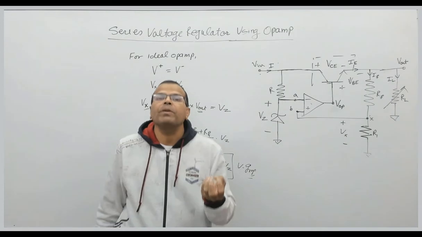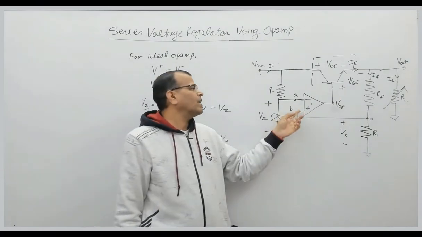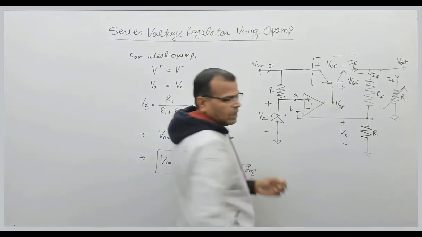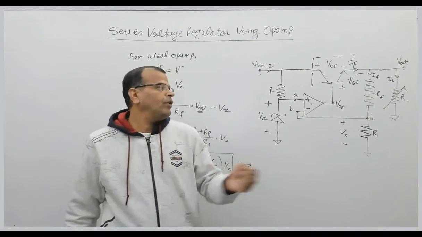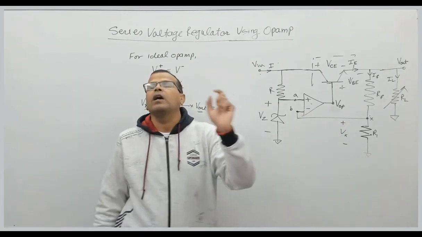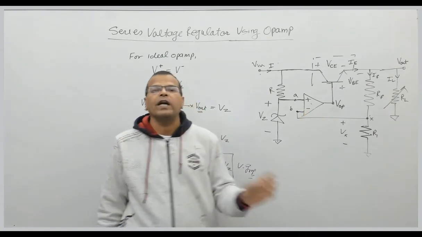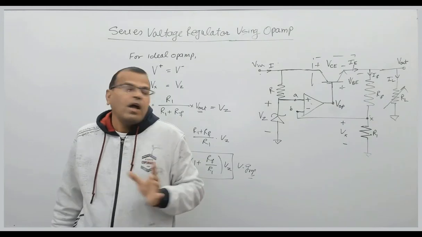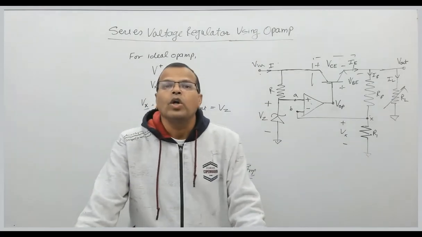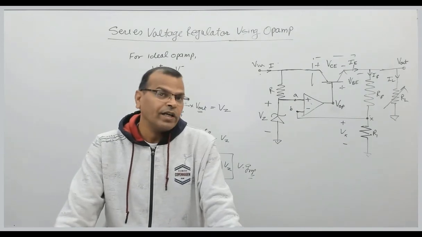I'm sorry, there is a little change here, this is plus, this is minus. So it has to be like that. So if your output voltage reduces, the voltage across resistance R1 is reduced, and if the voltage across R1 is reduced, that means the voltage at the inverting terminal is reduced. The voltage at the non-inverting terminal is constant. So if the voltage at the non-inverting terminal is constant, the voltage at the inverting terminal is reduced.